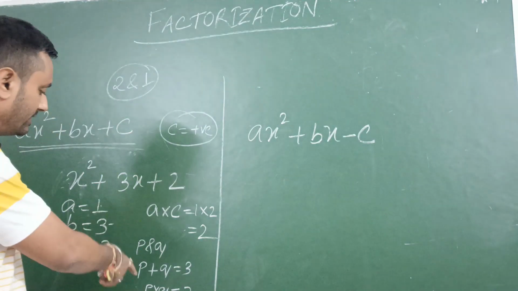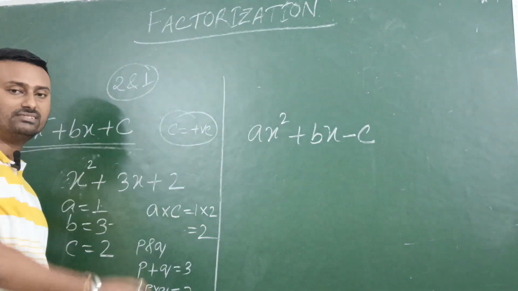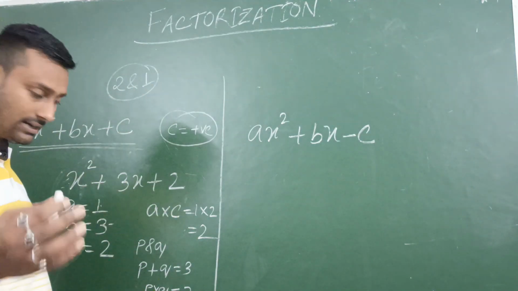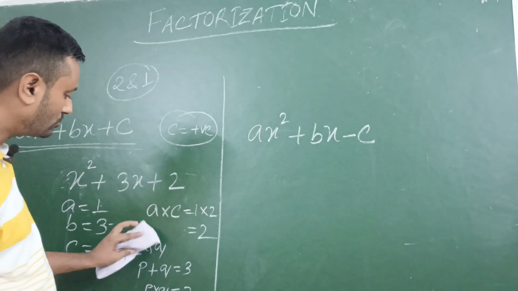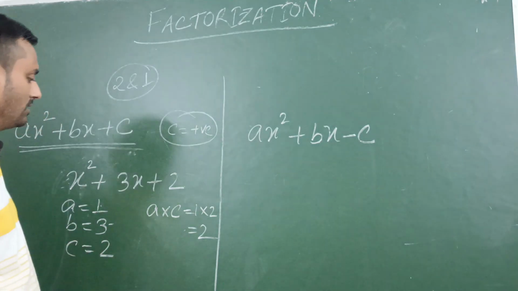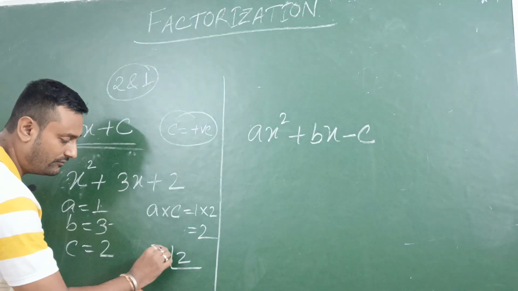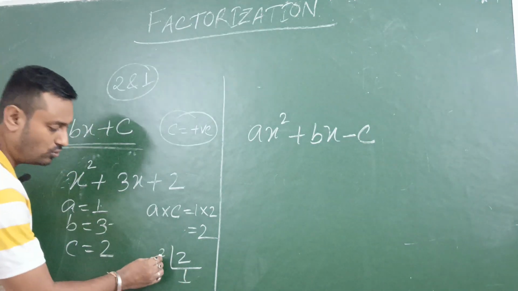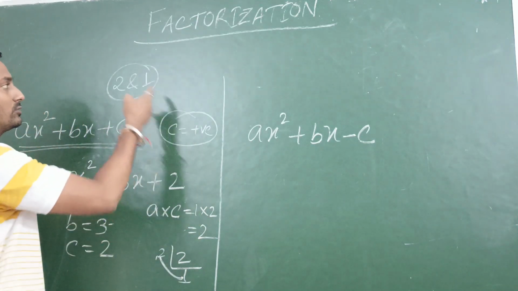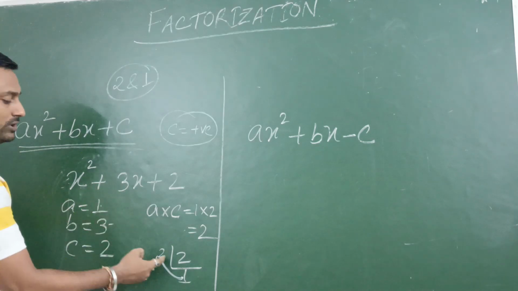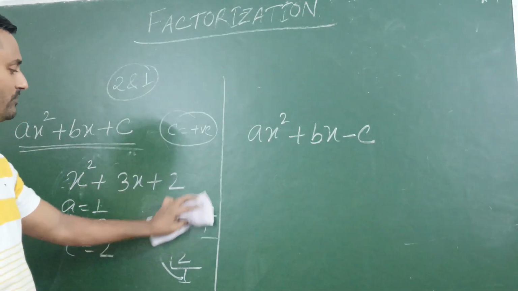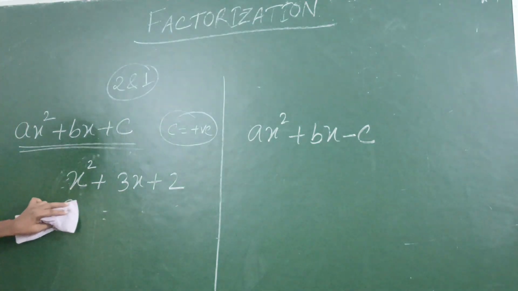Now one question comes, how can we find that the numbers are 2 and 1? In this case, it is very easy, you can directly find that the numbers are 2 and 1. But there is also a procedure to find the numbers. a into c is 2. So 2, just do the prime factorization, 2 into 1. So 2 plus 1 is equal to 3, and 2 into 1 is equal to 2.